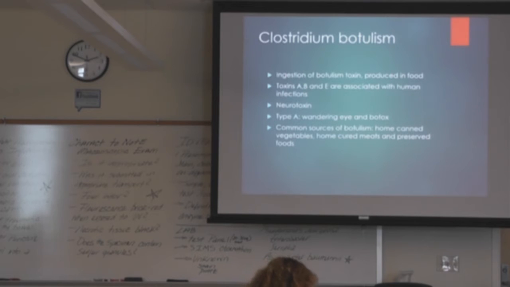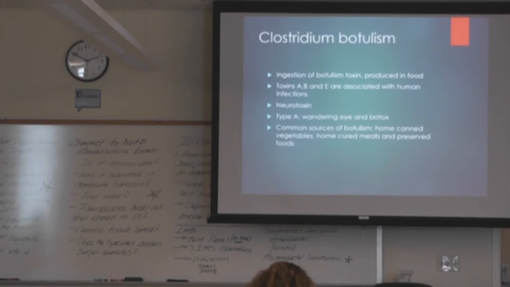Toxins A, B, and E are associated with human infection. They actually use type A for Botox and also for what's called wandering eye syndrome, where you have one eye that's going that way versus the other one that has normal vision. But this is what they're using for Botox, is type A, okay? And this one is canned vegetables and meats and preserved food.